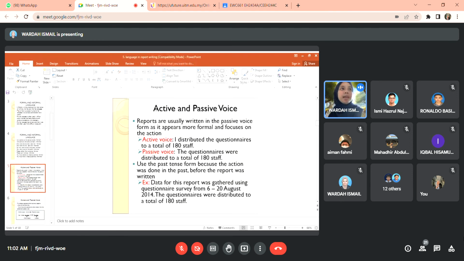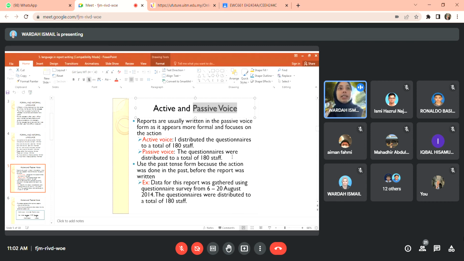Okay. Now you have to use passive voice. Cannot use active. Contoh aktif, I distributed the questionnaires. Saya yang buat ni. For example, Ali menendang bola. Okay, that is active. Change it to passive. The questionnaires were distributed. Bola itu ditendang oleh Ali. Use passive voice. Sebab bila you use passive voice, you akan kurangkan guna I, us, we, our. Okay, that's why you have to use passive voice.